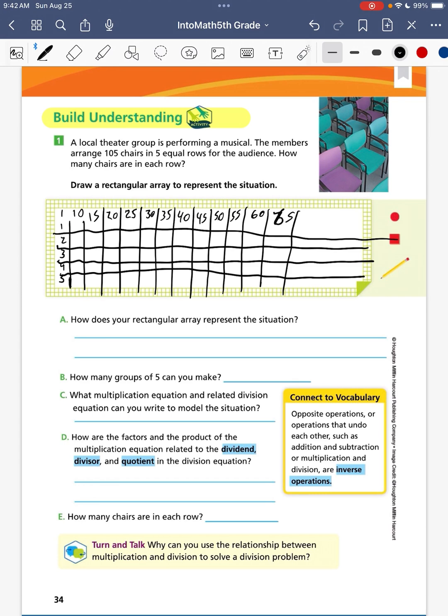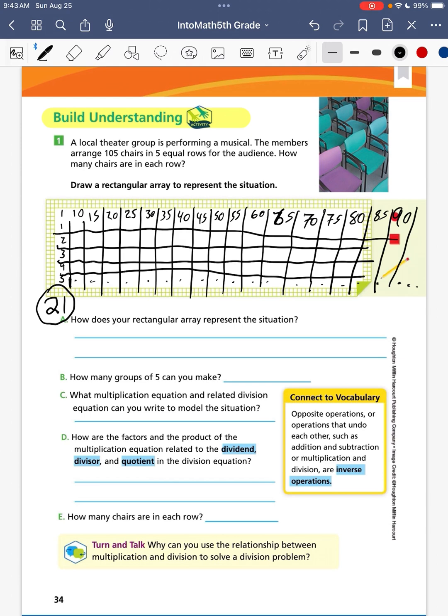65, 70, 75, 80, and I'm realizing I'm running out of space, but I can keep going, drawing on out. 85, 90. Oh, I need 3 more rows. But if I count 1, 2, 3, 4, 5, 6, 7, 8, 9, 10, 11, 12, 13, 14, 15, 16, 17, 18, 19, 20, 21, there are 21 rows of chairs.